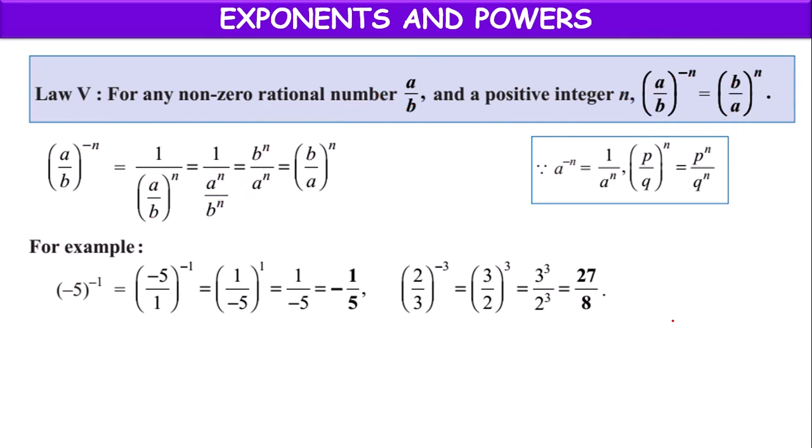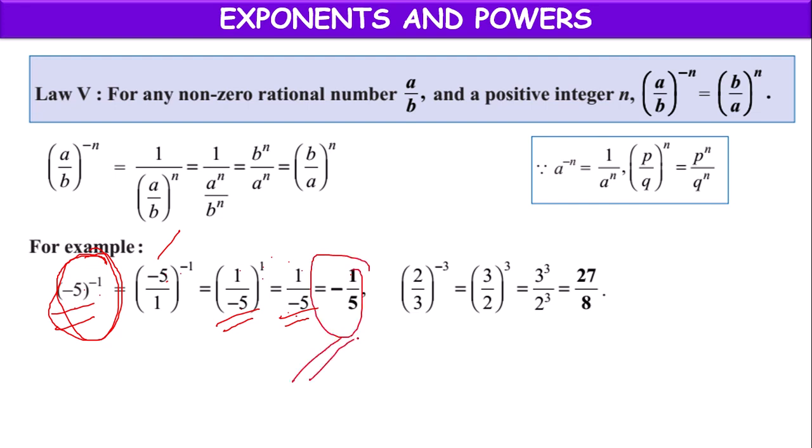Like that, children. So for example, (-5)^(-1), if you want to simplify. This -5 can be written as (-5/1)^(-1). We have to write its reciprocal, (1/-5)^1. Power 1 means its value is equal to 1 by minus 5. But minus always is kept for the numerator. So -1/5 is the answer.